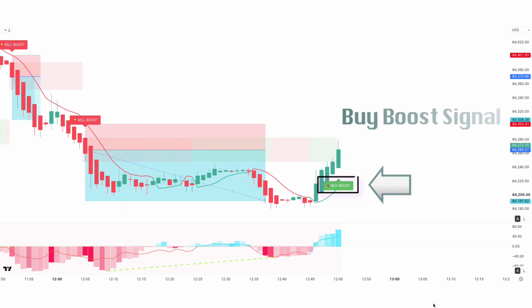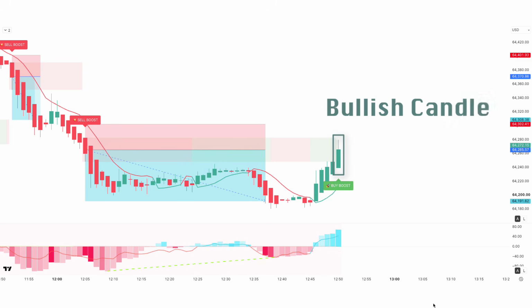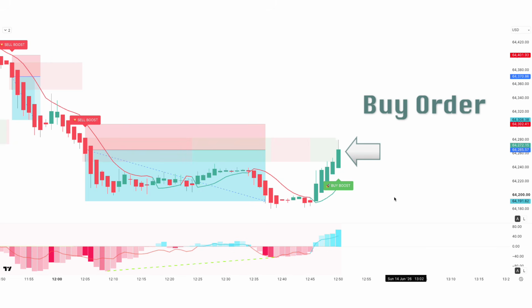Here the SMC Volume Boost Matrix V6 label up of this is buy boost signal. Here the flow engine indicator cyan columns. Here market has made a bullish candle to give confirmation. So all our conditions are being fulfilled, so we are placing an order to buy.